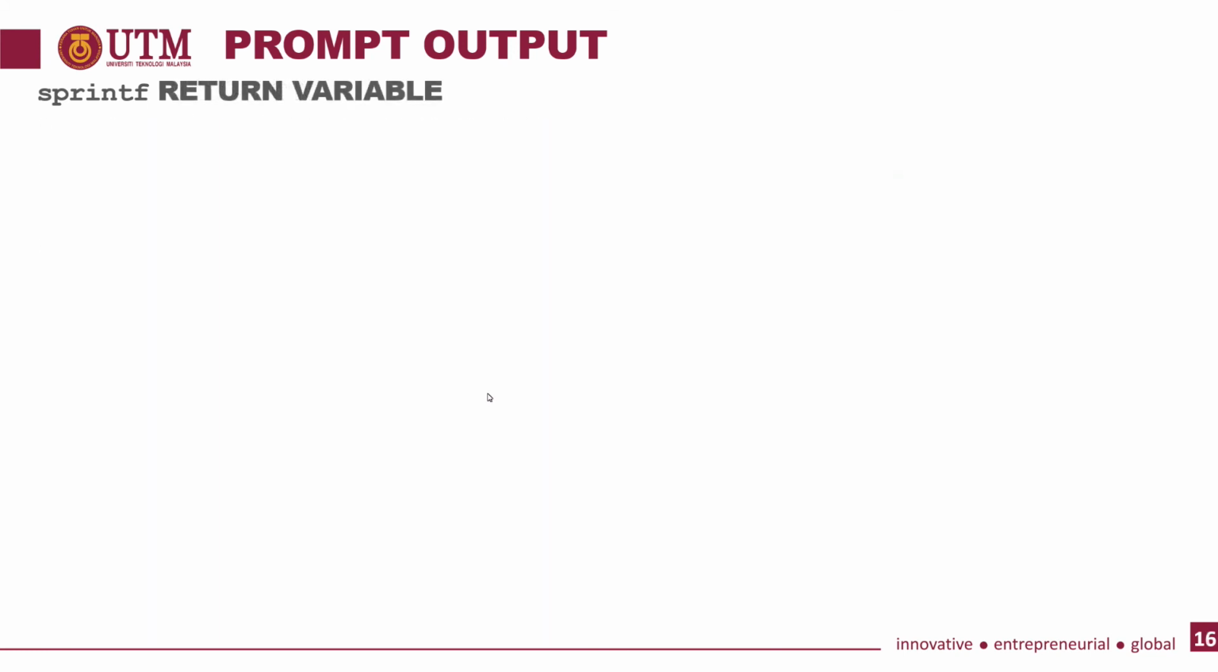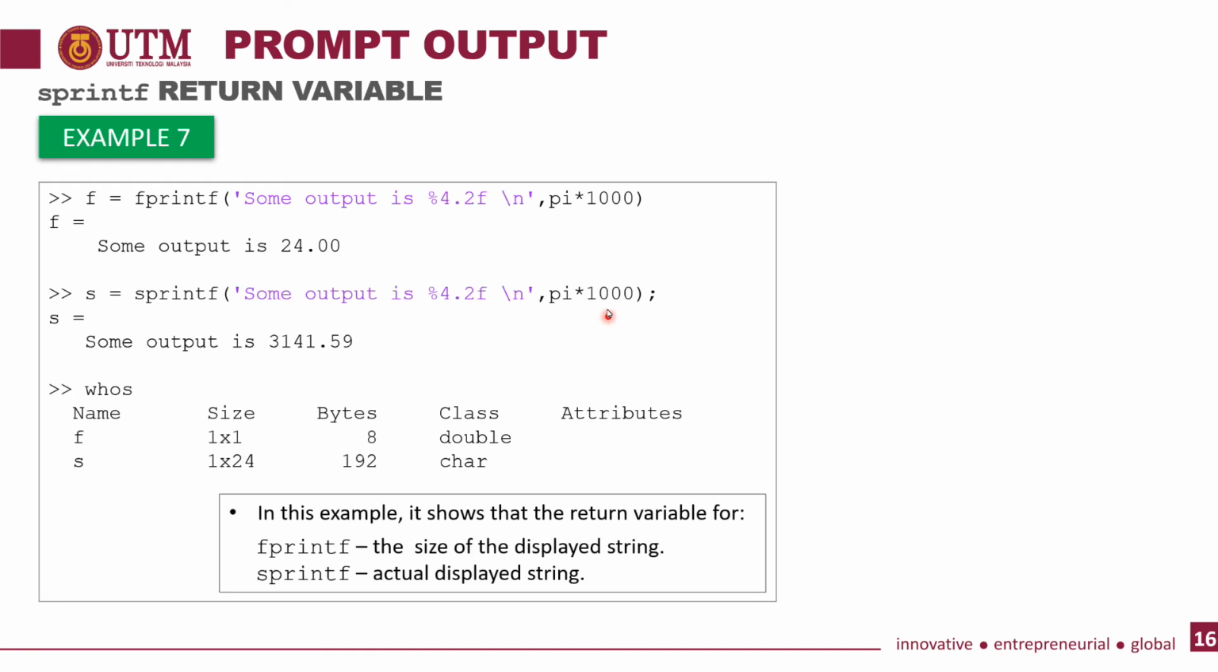So Sprintf return variable. Now we will take a look at what a return variable actually is and how it differs between Sprintf and Fprintf. Let's take a look at example number 7. Here we have two variables which we want to return. f equals Fprintf, some output, and it will return the variable that we want to display, which is 4.2f: a field width of 4 with 2 decimal places, a floating number of type double. Then it will display some output is 24.